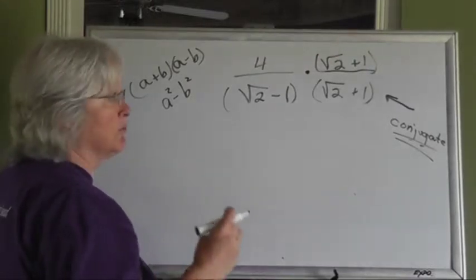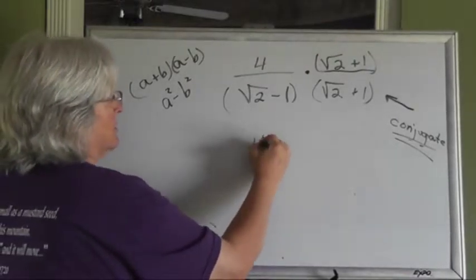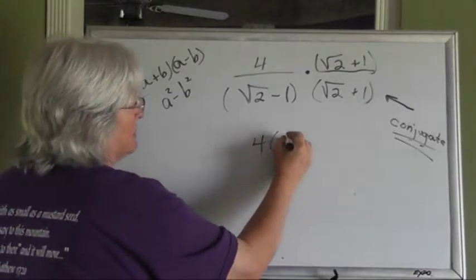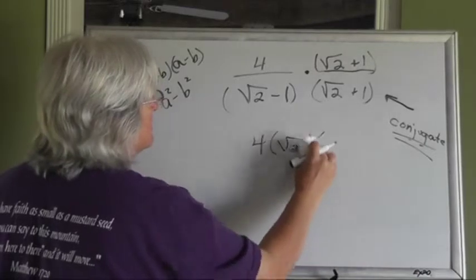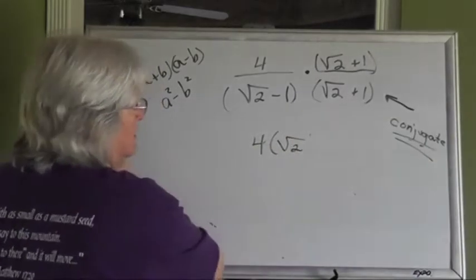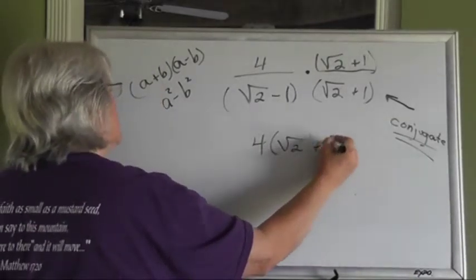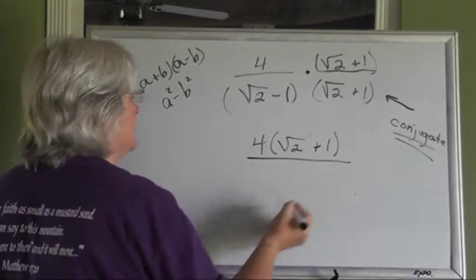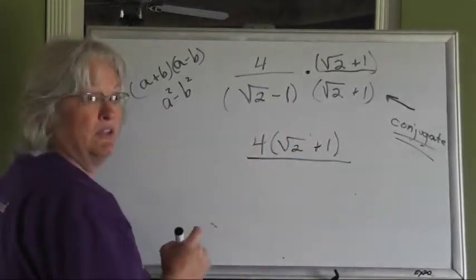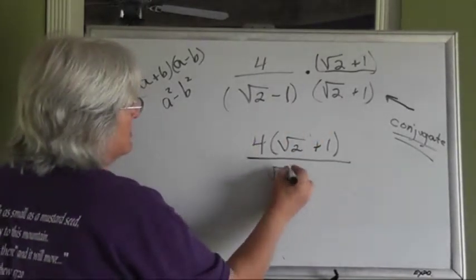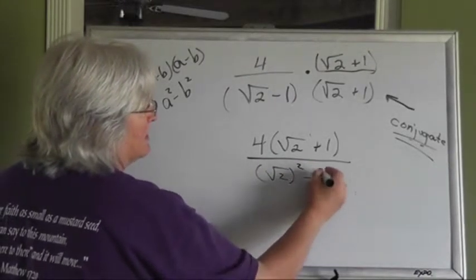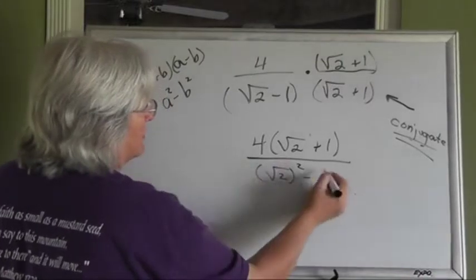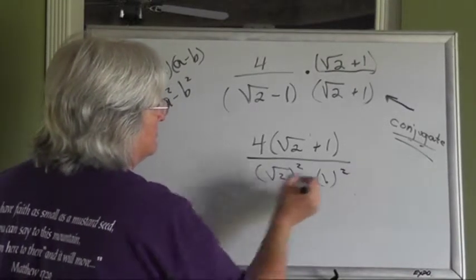So this works out really nicely. Multiply the numerators together. Multiply the denominators together. Because you have the difference of two squares, it's the first term squared minus the second term squared.